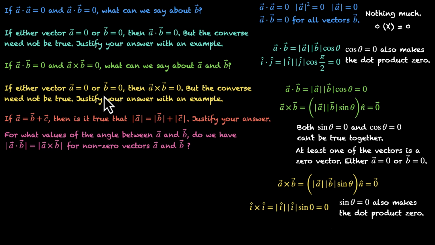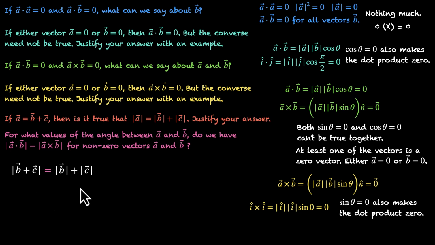Alright, now let's look at these two. If A vector equals B vector plus C vector, so A is the sum of B and C, then is it true that mod of A equals mod of B plus mod of C? Can we add their magnitudes to get the magnitude of A? Let's think about it. A vector is B plus C. So mod of B plus C, is that equal to mod of B plus mod of C?